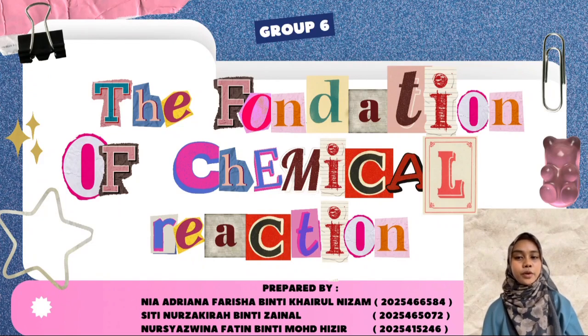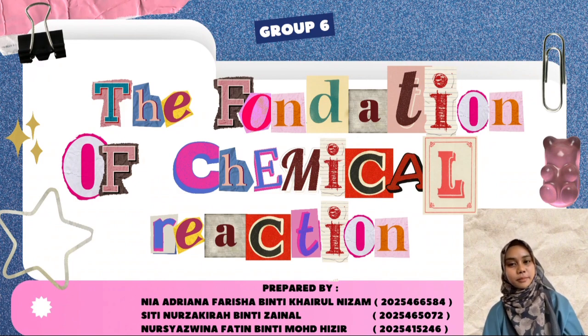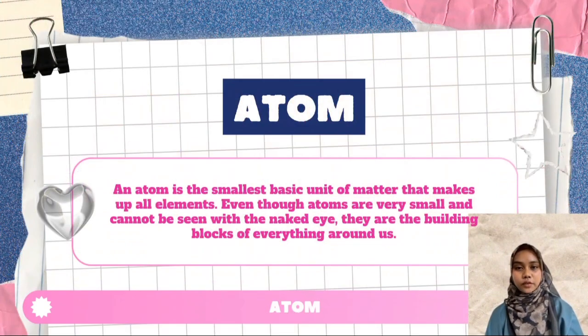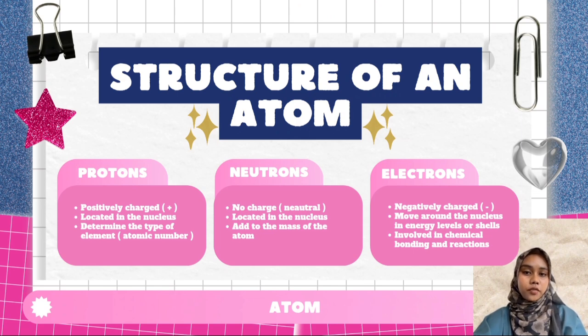In this video, we want to explain the foundation of chemical reactions, such as atoms, molecules and ions. First of all, atom. An atom is the smallest basic unit of matter that makes up all elements. Even though atoms are very small and cannot be seen with the naked eye, they are the building blocks of everything around us.